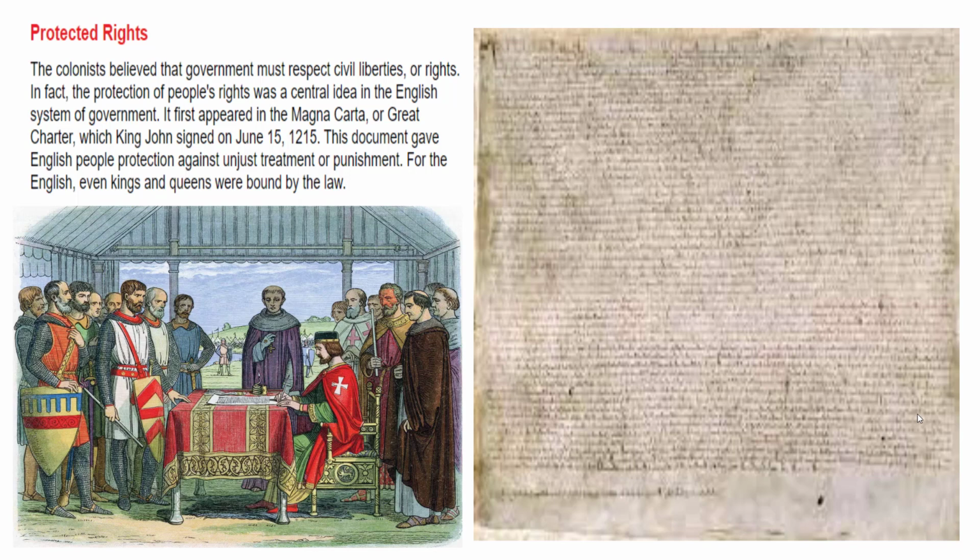Question number 3. What did the colonists believe the government must do? They believed that the government must respect our civil liberties, which are our rights. Number 4. Why was the Magna Carta an important document in the history of the world? Well, because it appeared a long time ago, back in 1215. Yes, that's even before I was born. But what it said is that people are protected against unjust treatment or punishment. Not even kings or queens are above the law. And that is something that has stuck with governments like ours since, which is that concept that no one is above the law.